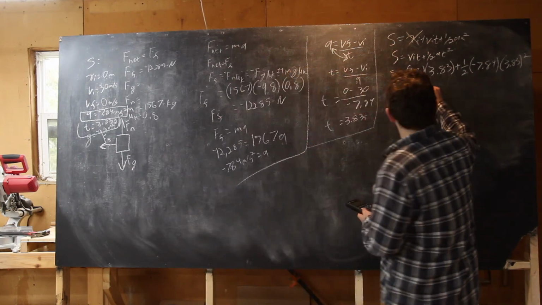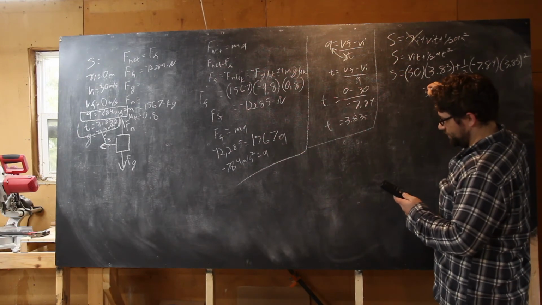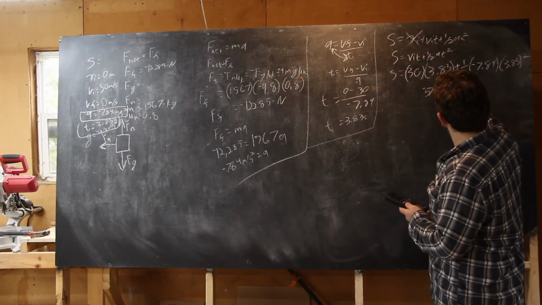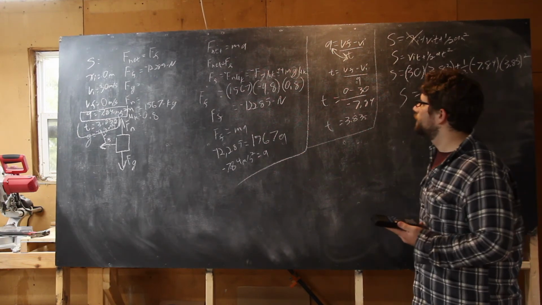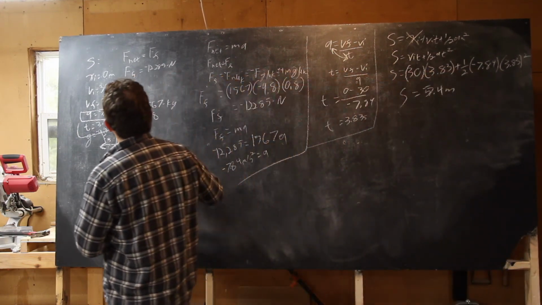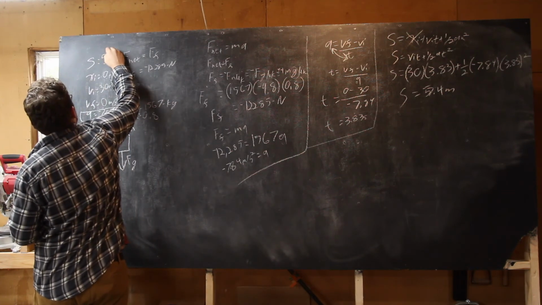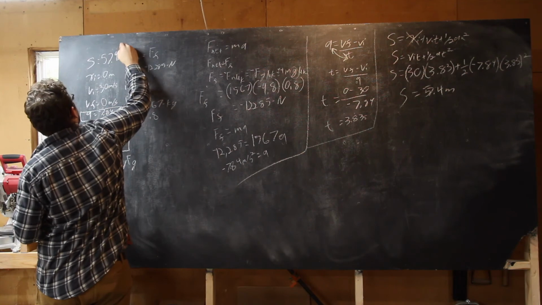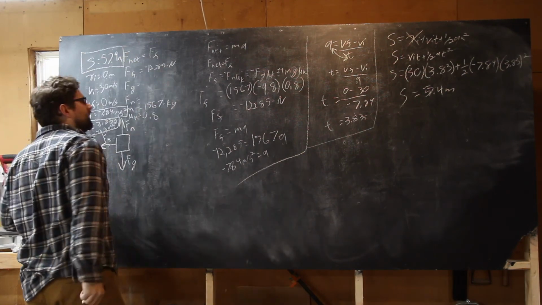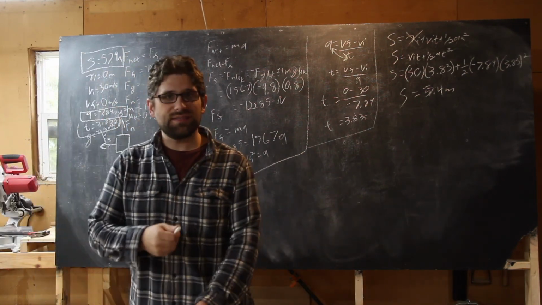Excellent. Let's calculate that, and we'll get our final displacement. That'll give us 57.4 meters equals S. So, if the cars in front of me are more than 57 meters away, I should be fine. But if not, then I'm going to get in an accident. Isn't that useful to know?